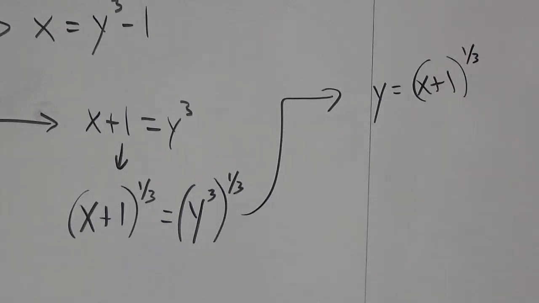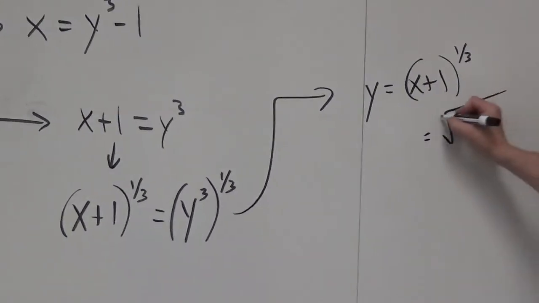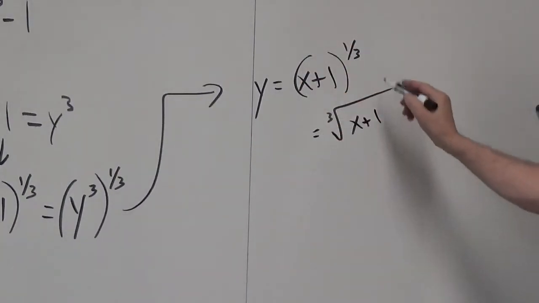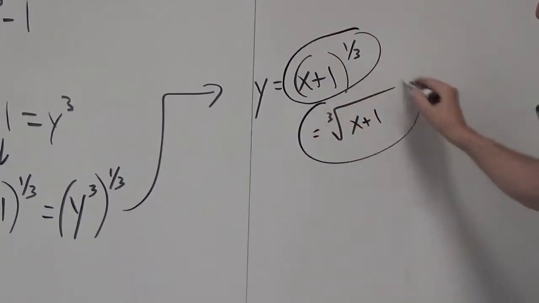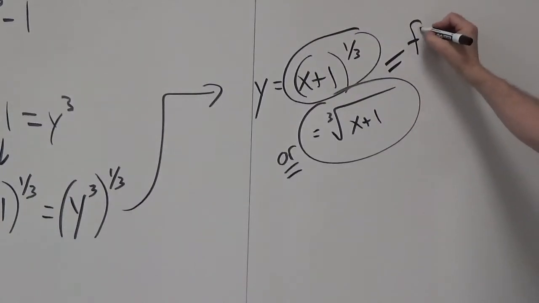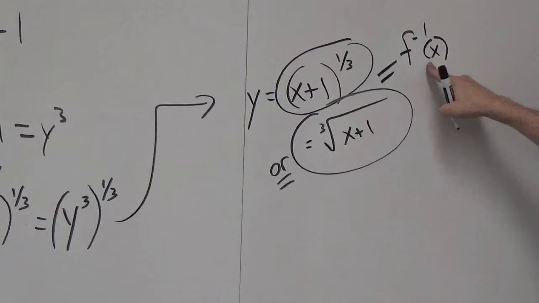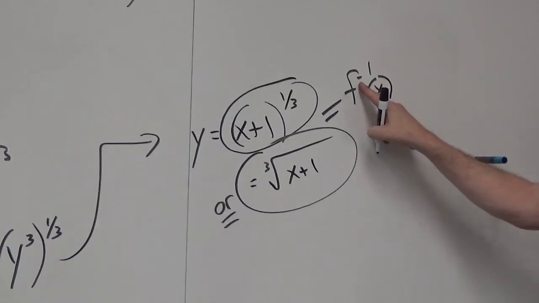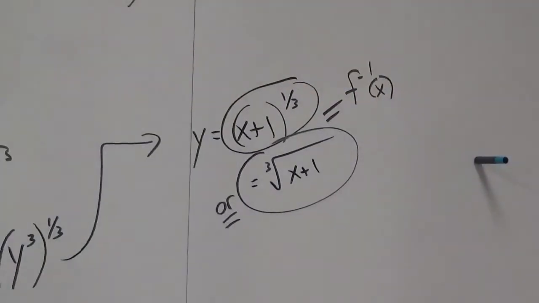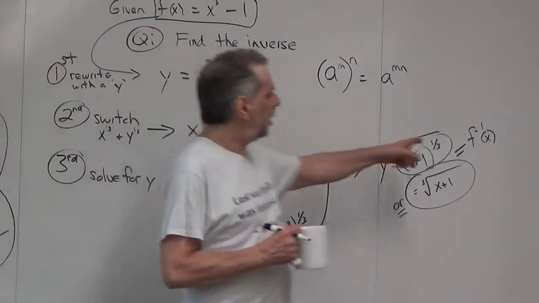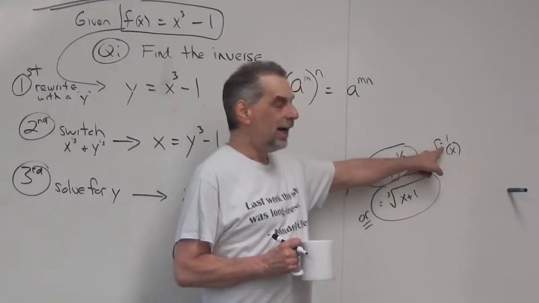And remembering our fractional exponents, this is the same as saying the cube root of x plus 1. Either one of these is acceptable. And that is our inverse function. So inverse function of f is denoted with this -1. Now it's not an exponent on the function, that's a way of writing the inverse function. So that is the notation for an inverse function. It looks like a -1 exponent, but it's not when it's on a function. It means the inverse function.